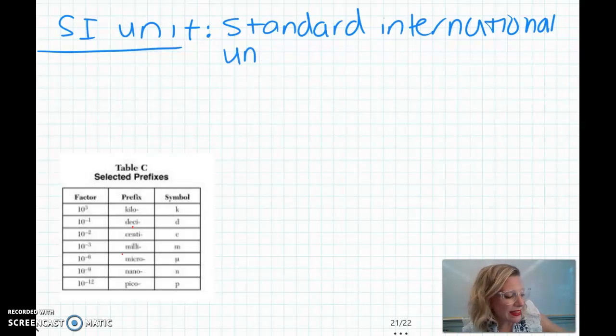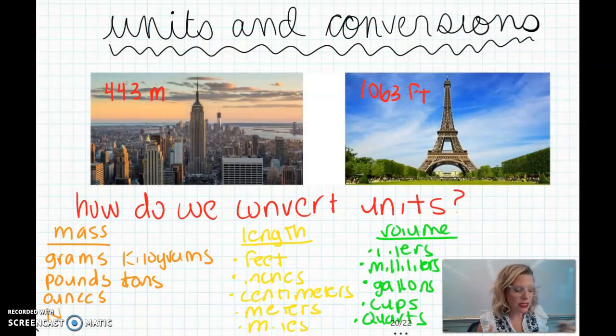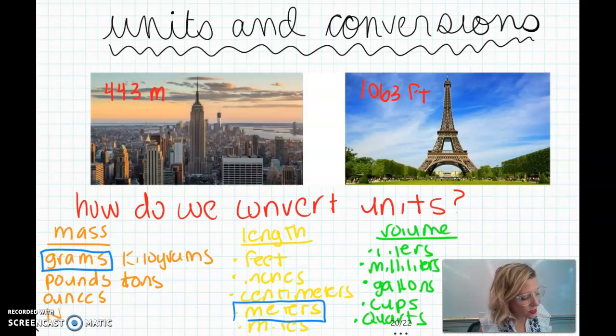So what is widely accepted throughout the world as to how we're going to measure? Let's go back to our units list and come up with our SI units. Our SI unit for mass is grams. Our SI unit for length is going to be meters. And our SI measurement for volume is going to be liters.